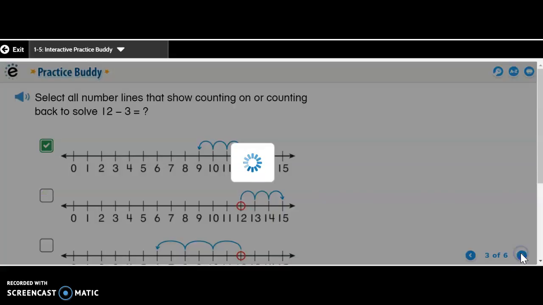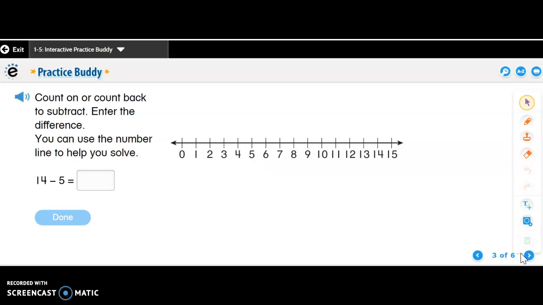Let's go on, next page, page 3. It says count on or count back to subtract. Enter the difference. So we are definitely subtracting, and we need to enter the difference. You can use the number line to help you solve. I love a number line.